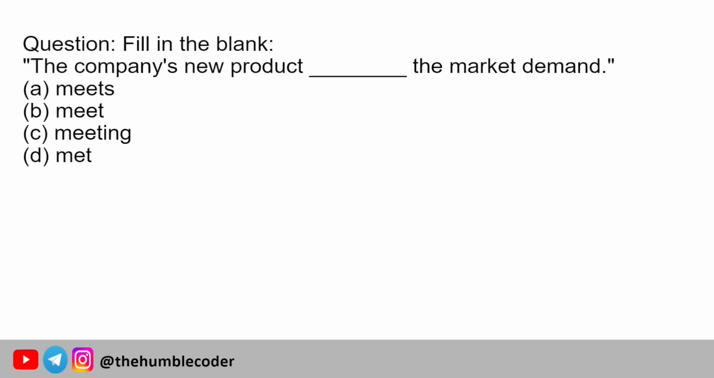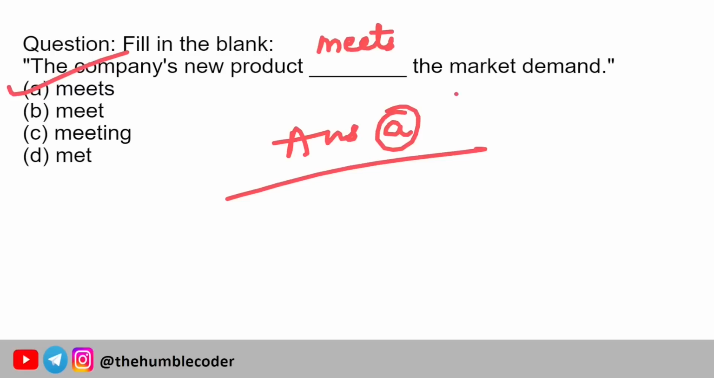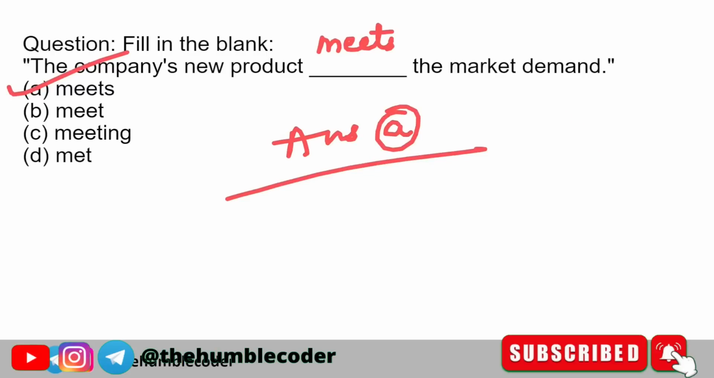Fill in the blank. The company's new product dash the market demand. The options are meets, meet, meeting, and met. The company's new product meets the market demand. The correct answer for this question will be option A, that is meets.